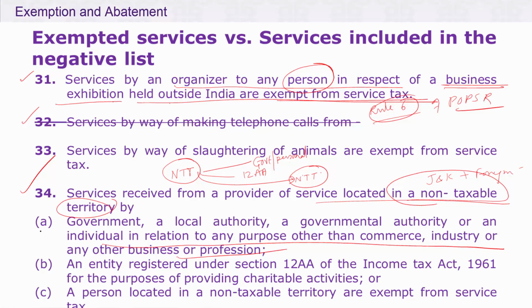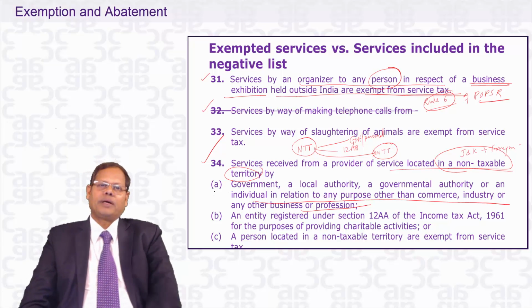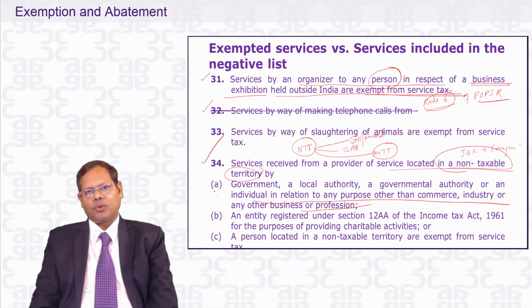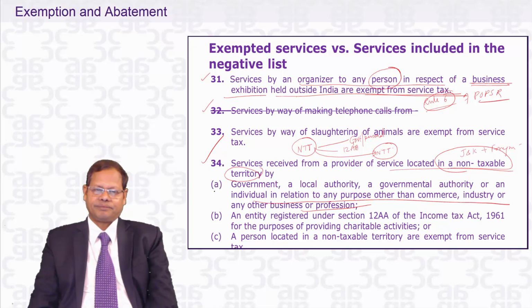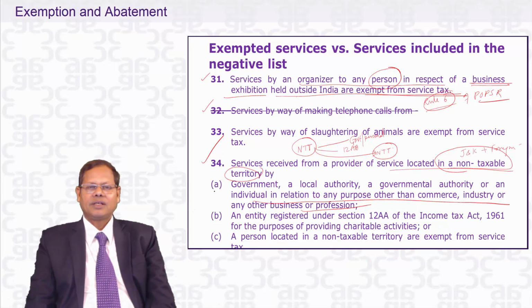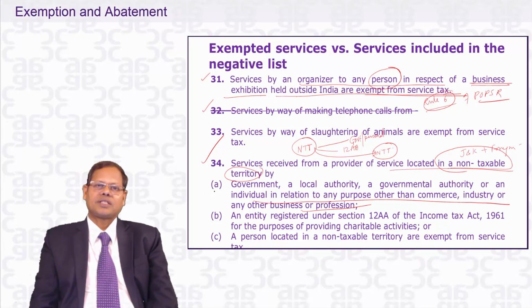Suppose service is provided in non-taxable territory. Let us take an example. The property is located in Mumbai. It's very simple. Property is located in Mumbai, the real estate agent is located in Bangladesh, and the owner of the property is located in London. As per rule 5, location of immovable property is relevant, so that becomes taxable. Because the property is located in Mumbai, service tax is payable.